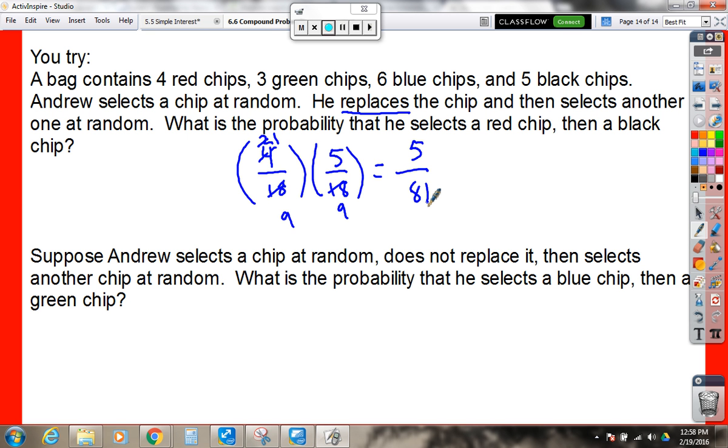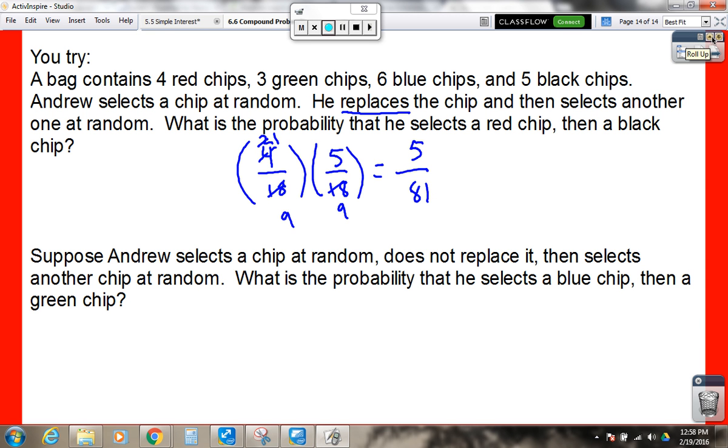Okay, then the problem changes a little bit. Now, Andrew selects a chip at random, does not replace it, then selects another chip at random. What is the probability that he selects a blue chip, then a green chip? Is this problem independent or dependent? Stephanie? Dependent. Why? Right, it doesn't have the same number, he doesn't put the chip back this time.